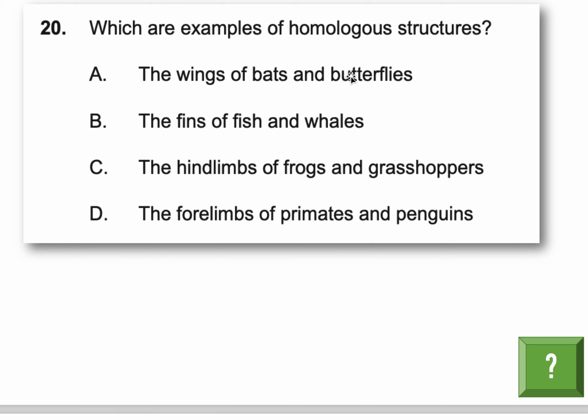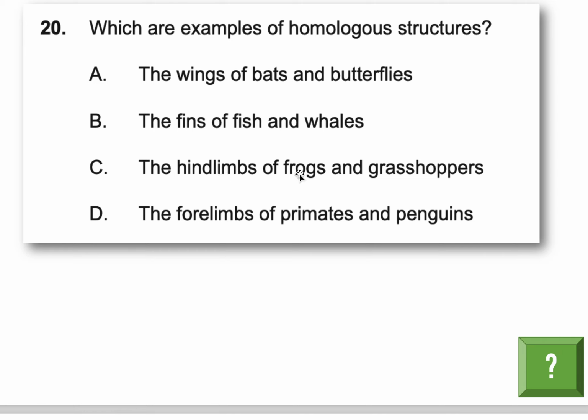So it may seem to you like bats and butterflies will have the same wing structure, but if you Google some images, you'll notice that they have completely different structures. They don't have similar structures at all, although they're both made for flying. So that's why this one is wrong. Now B, the fins of fish and whales. So again, same function. They're both made for swimming. Okay, so we want to find one that has a different function.